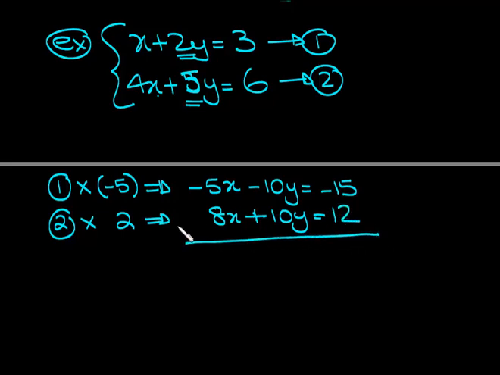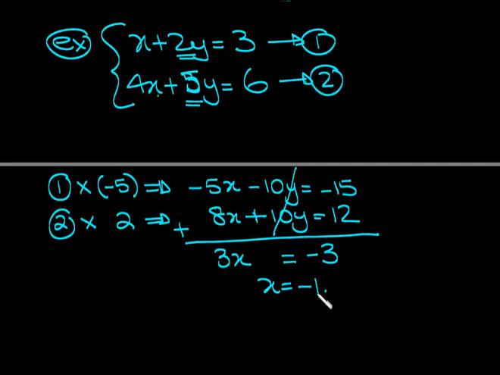So now I'm going to add the two equations. When I add them, I add the x variables, I add the y variables, and the constants. So when I add these, you add the coefficients. -5 plus 8 is 3x. When you add the y terms, they will cancel because -10 plus 10 is 0, and that is equal to -3. So you divide both sides by 3, so you get x is equal to -1.